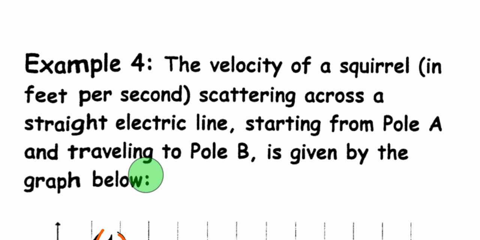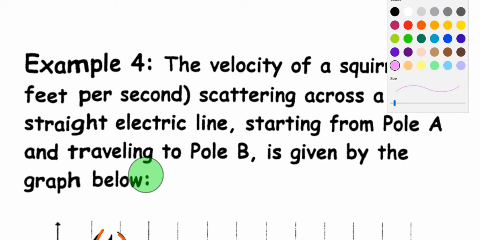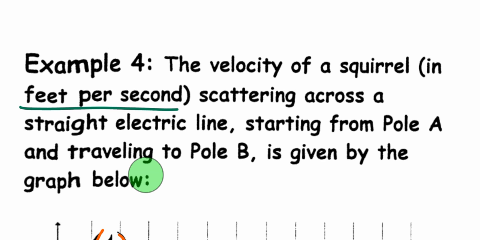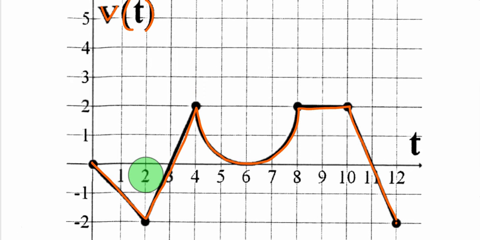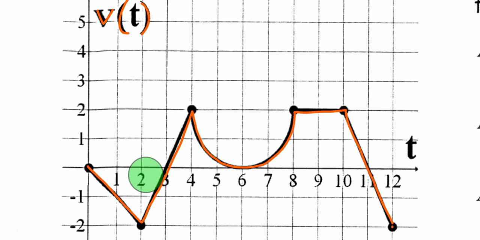Now I do want to mention the fact that its velocity's units is not meters per second. In this case, it's feet per second. So if we go down, this is what the squirrel's velocity looks like, and I've put it in orange because I'm about to do something and show you the difference between velocity and speed.